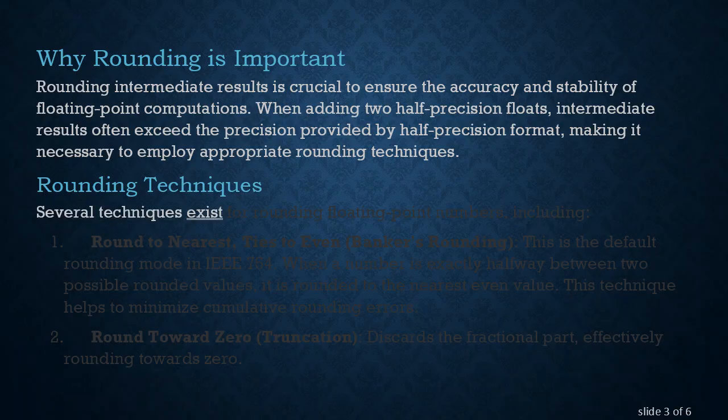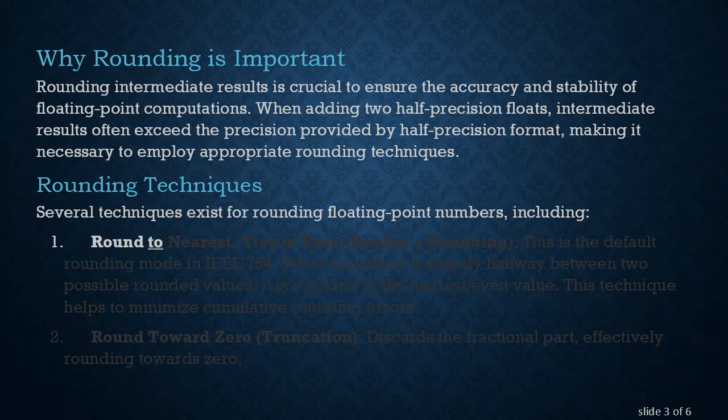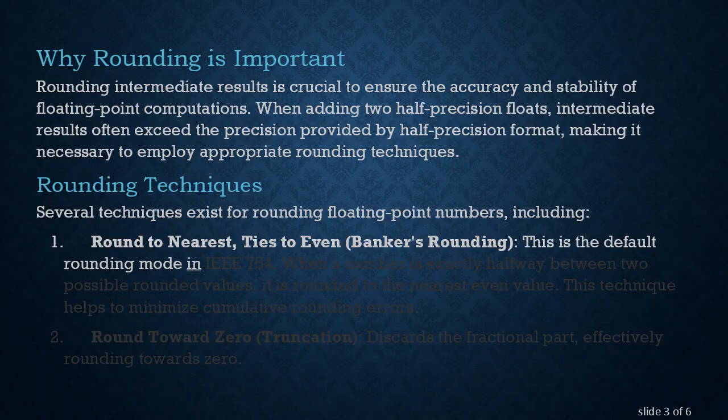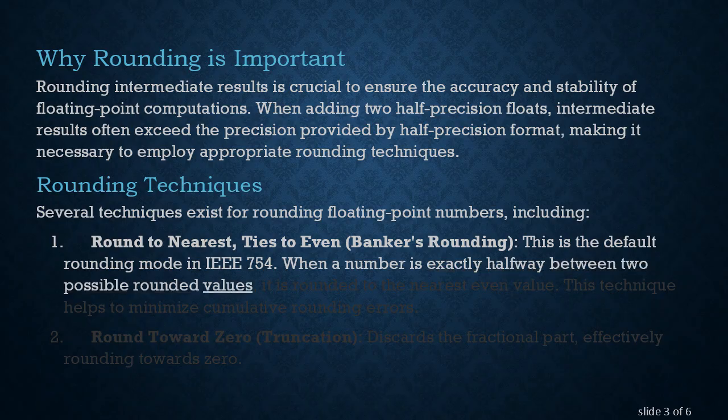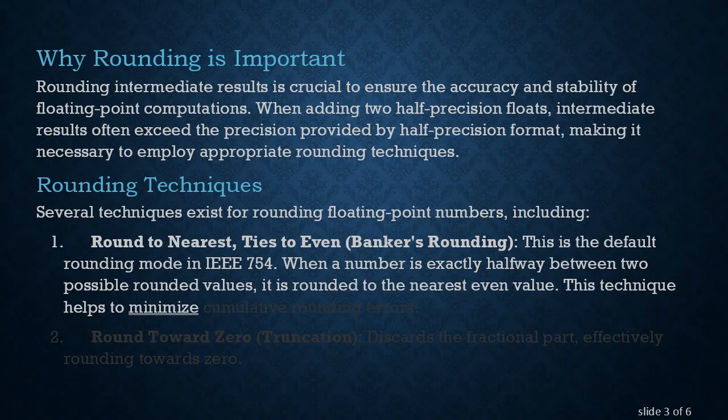Several techniques exist for rounding floating-point numbers. Round to nearest, ties to even, also called banker's rounding, is the default rounding mode in IEEE 754. When a number is exactly halfway between two possible rounded values, it is rounded to the nearest even value. This technique helps to minimize cumulative rounding errors.